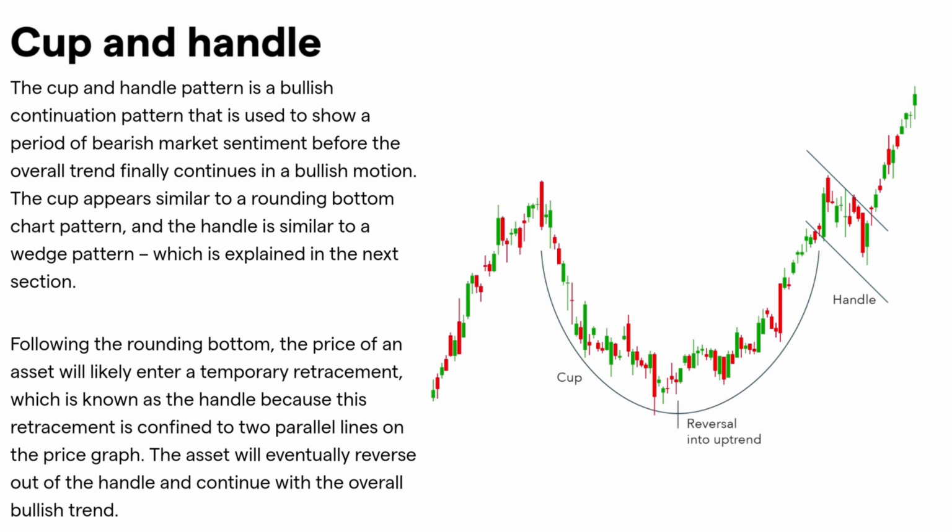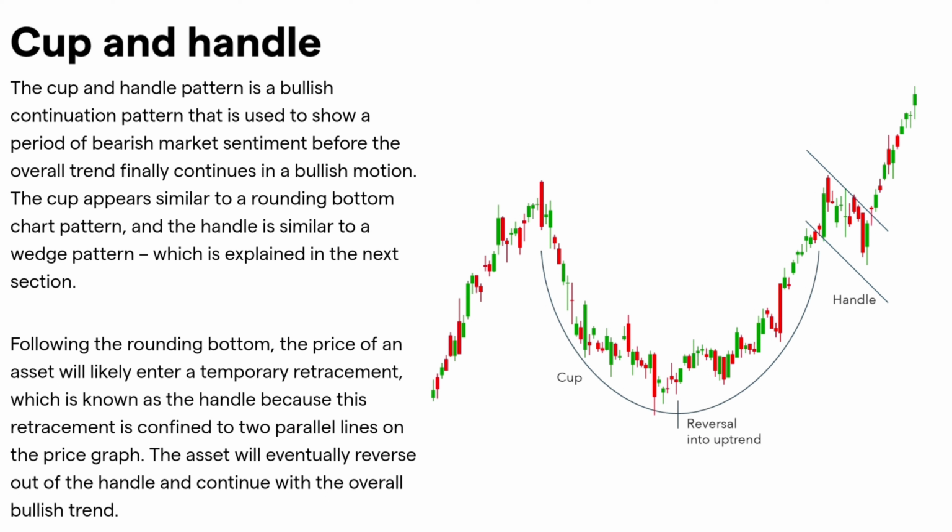The cup and handle pattern is a bullish continuation pattern that is used to show a period of bearish market sentiment before the overall trend finally continues in a bullish motion. The cup appears similar to a rounding bottom chart pattern, and the handle is similar to a wedge pattern, which is explained in the next section.